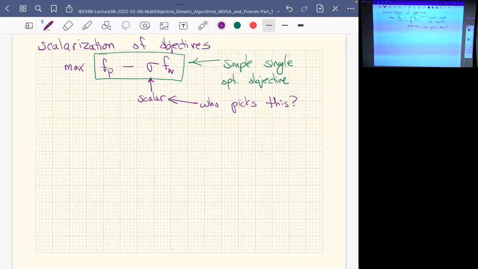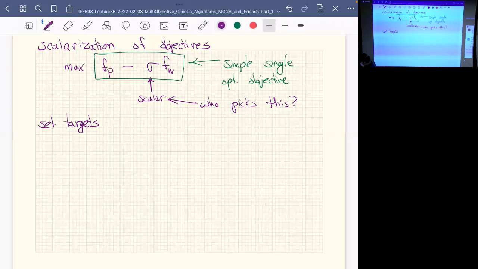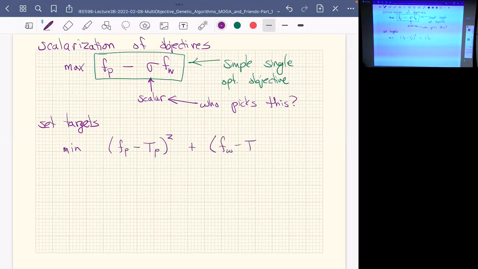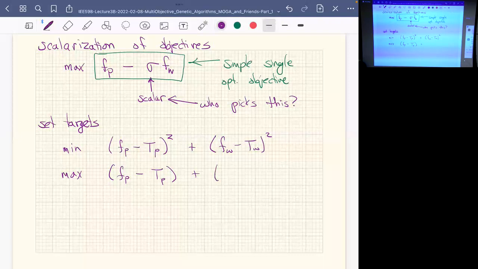Now, the other thing we can do, I'll just throw that in here, is option 3: you can set targets and try to get as close to them as possible. So this is almost like a regression problem where you can say, for example, minimize the distance from these targets. So I can say minimize my profit, let's say squared, plus my weight. That would be one way to do it. Or I could maybe say maximize my distance away from given targets.